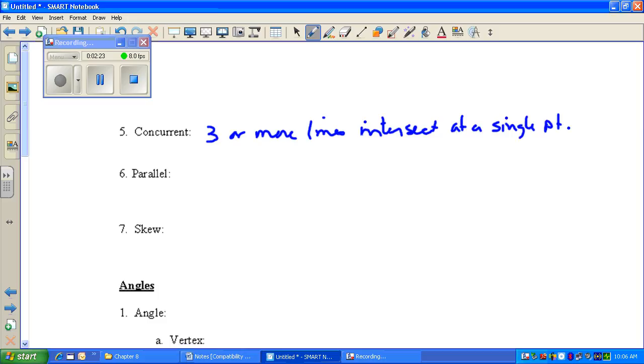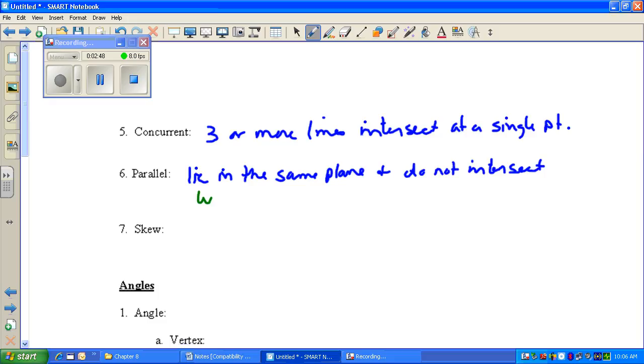We have parallel lines. Now, parallel lines, first of all, have to lie in the same plane and do not intersect. And we'll show a visual about lying in the same plane and why that is so important. So again, we need to realize why the same plane. And again, we'll be showing that in class.